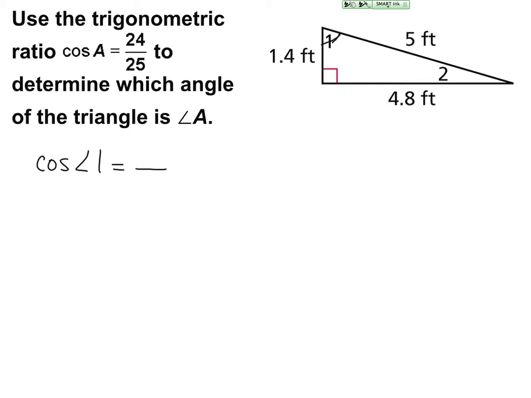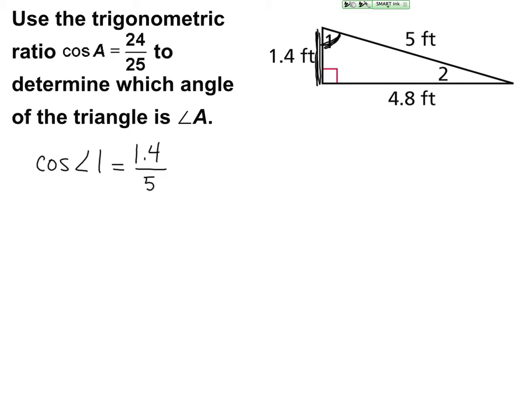This is the angle that we're working on. So the legs, the ones that make up the right angle, which one is adjacent to angle 1 would be this leg. So adjacent leg is 1.4, and the hypotenuse, can you tell that's the 5? Where the right angle is. Now I need to figure out if 1.4 over 5 is the same as 24 25ths.